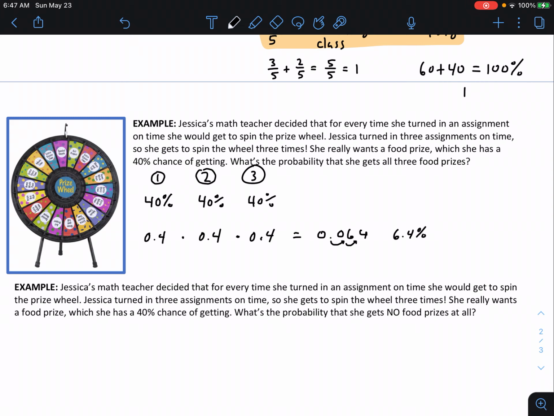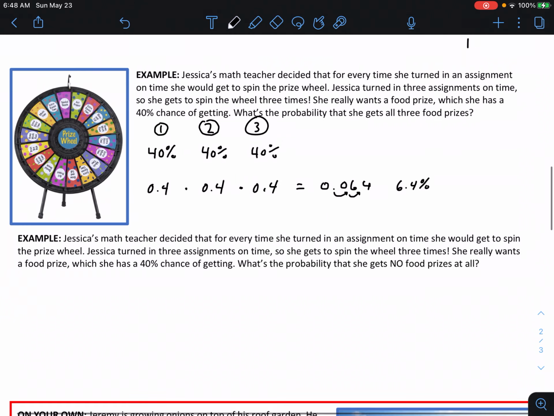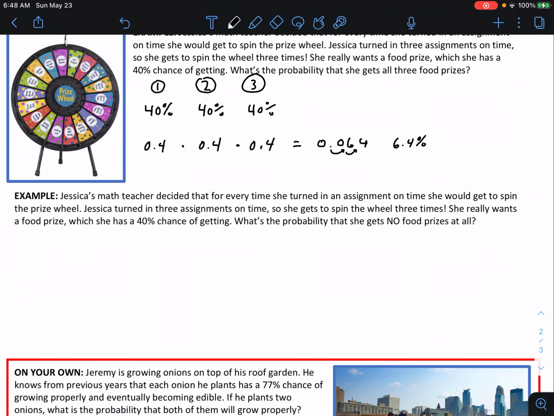Now that's the probability of getting 3 food prizes. Same scenario now, but let's turn this around. The next one says Jessica's math teacher decided that for every time she turned in an assignment on time, she would get to spin the prize wheel again. She turned in 3 assignments on time, so she gets to spin the wheel 3 times. She really wants a food prize, which is a 40% chance. What is the probability that she gets no food prizes at all? This is where we have to think about the complement. The complement is the probability of not getting a food prize.